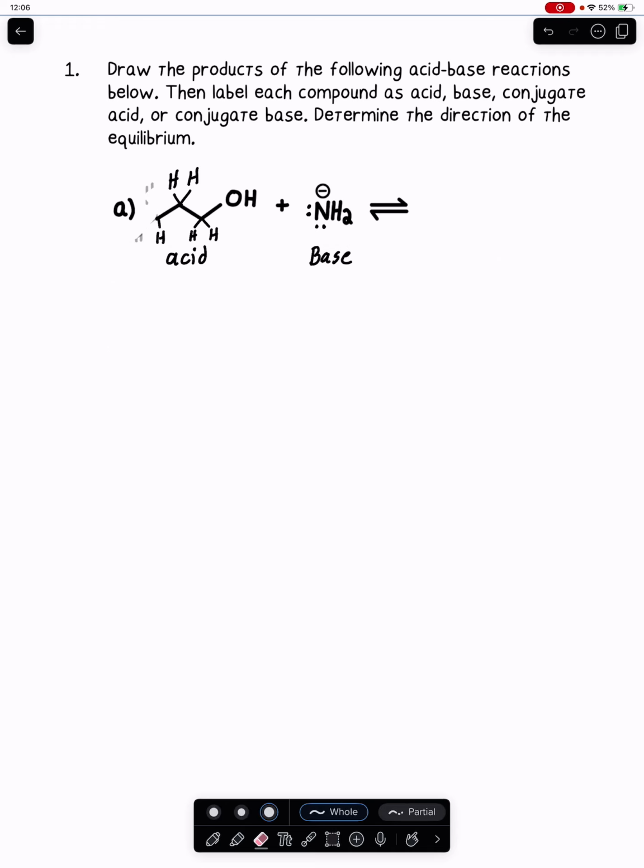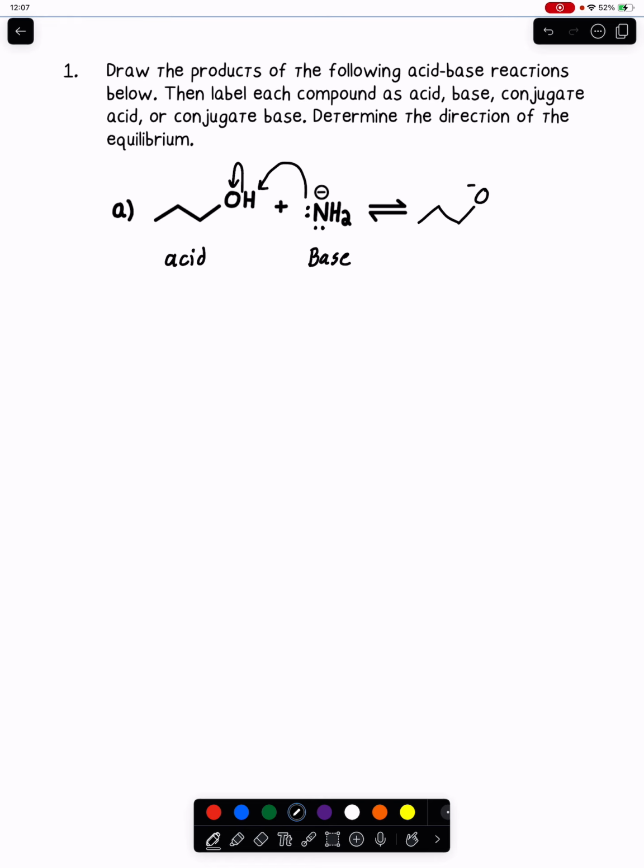All right, so let me remove these hydrogens here. I don't want them in my drawing. So we know it's going to remove that hydroxyl proton. So what are the products going to be? The base is going to remove that hydroxyl proton. It's going to leave the 2 electrons behind, the one that belongs to oxygen and the one that belongs to hydrogen. And that's how we're going to form this conjugate base. Plus, nitrogen is picking up a hydrogen, so it's going to form the conjugate acid of that base, which is ammonia. So this is the conjugate acid, and this is the conjugate base.